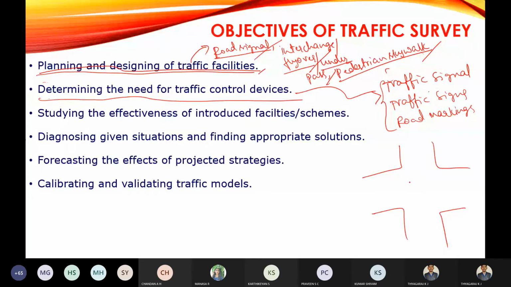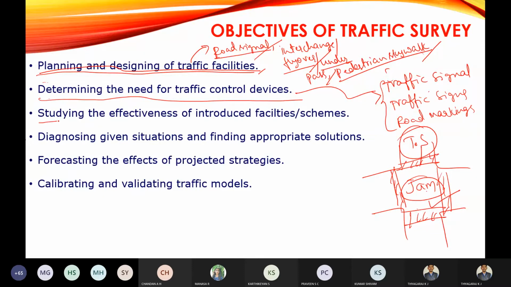So every time a traffic jam takes place, we have to suggest a traffic control device. If we adopt a zebra crossing with a traffic signal, we can reduce the jamming condition. So we are determining the need for the traffic control device we are going to provide.